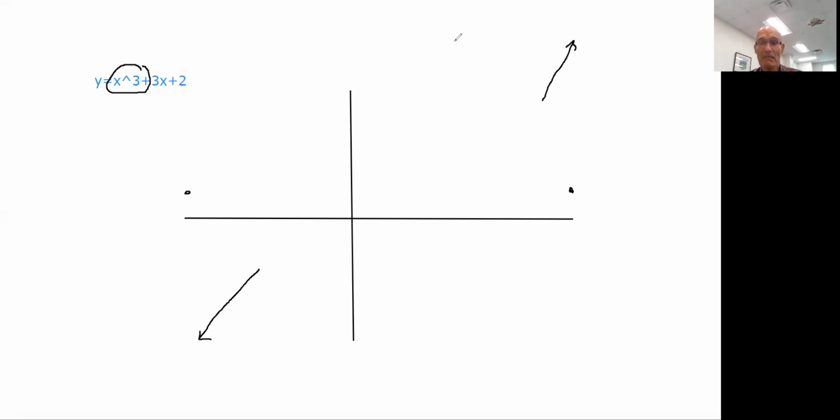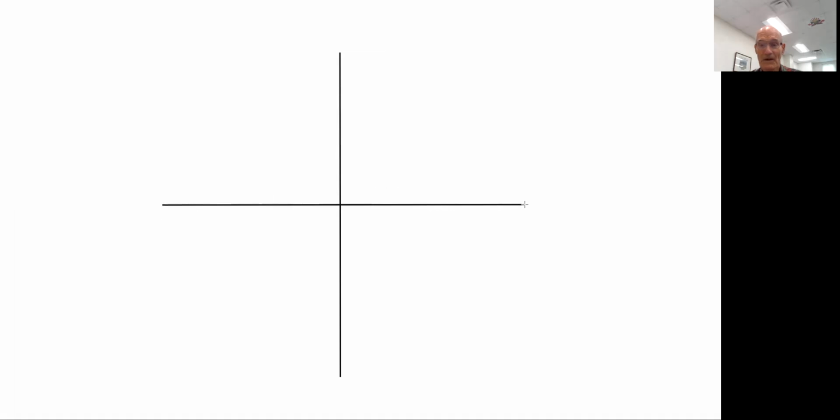Now, let's look at a function that is even, so we'll erase all of this. Okay, and we'll look at an even function. So we'll draw our axis again, and come across here. Now, I can look at a function like y equals x squared, say plus 3, right?